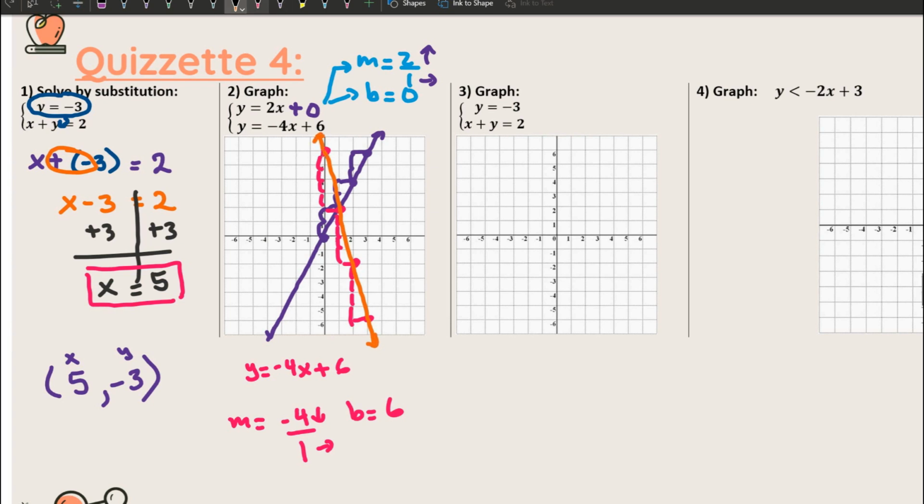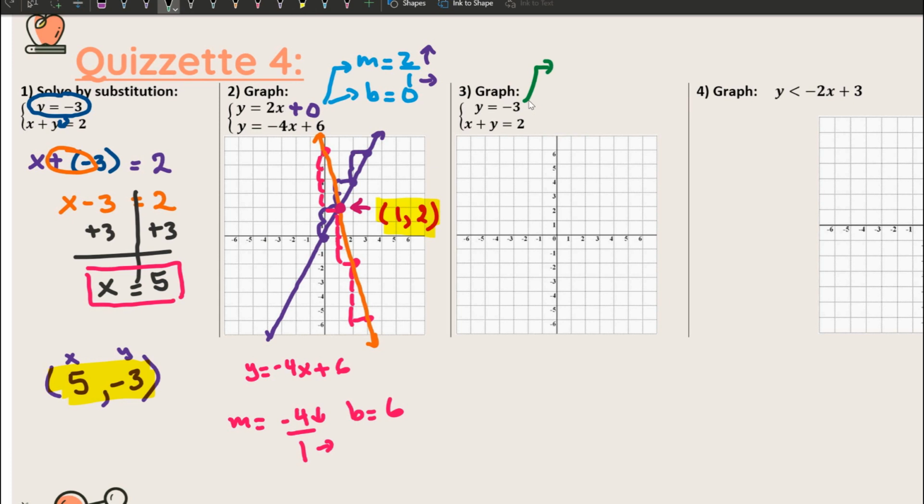Okay, so the two lines cross each other at a point. That point is right here, which is (1, 2). That is the answer for the second problem. And the first problem is (5, negative 3). Now we're going to graph number 3. Y equals negative 3.